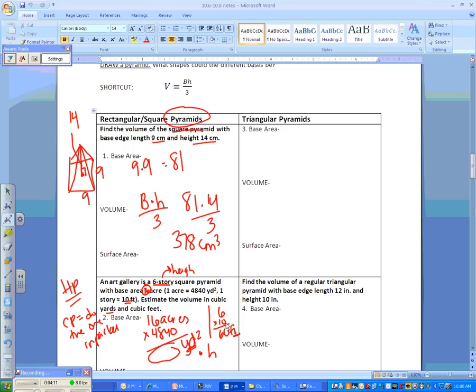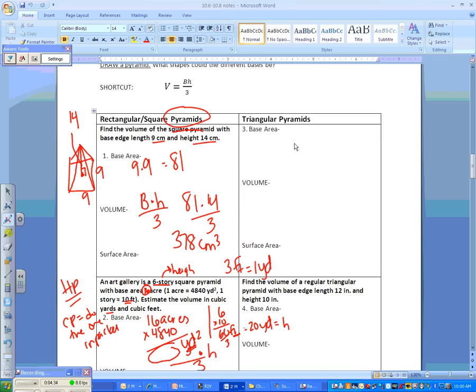So you need to take this and convert it into yards. There's about 3 feet in 1 yard. So if there's 60 feet, then if you divide it by 3, that means it's going to be 20 yards. So you're going to multiply this answer times your height, which is now 20 yards, and then divide it by 3 since it's a pyramid, and that's how you get your answer.